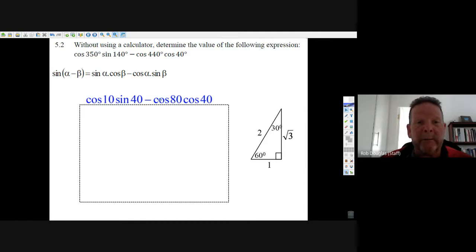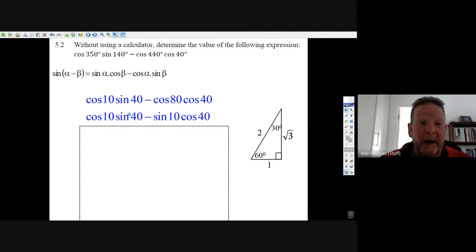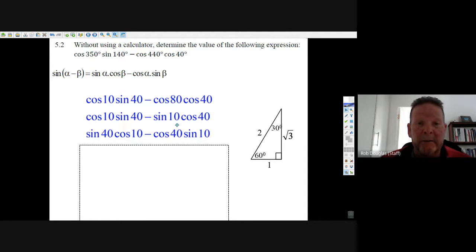Well, now I was saying before, the cos of 80 is exactly the same as the sine of 90 minus 80, the sine of 10. And now we've got it. We've got the 10 and the 40, the 10 and the 40. And the commutative principle means that I can switch this and make it sine 40 cos 10 and cos 40 sine 10. Well, now we have the answer.